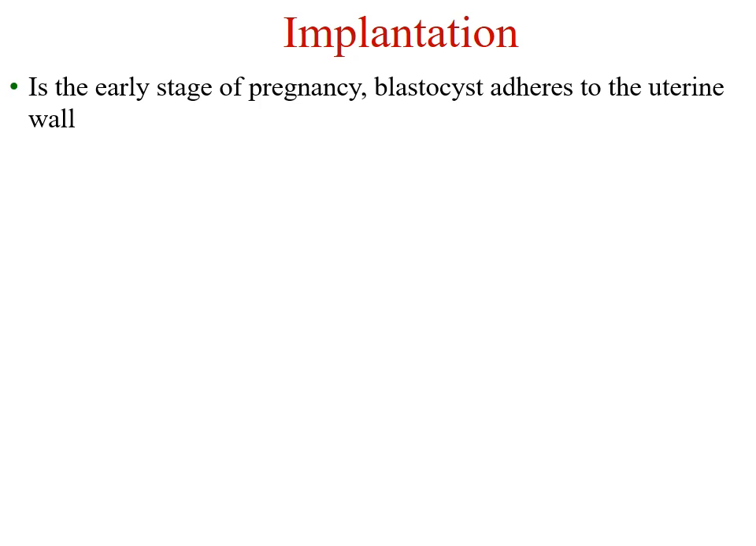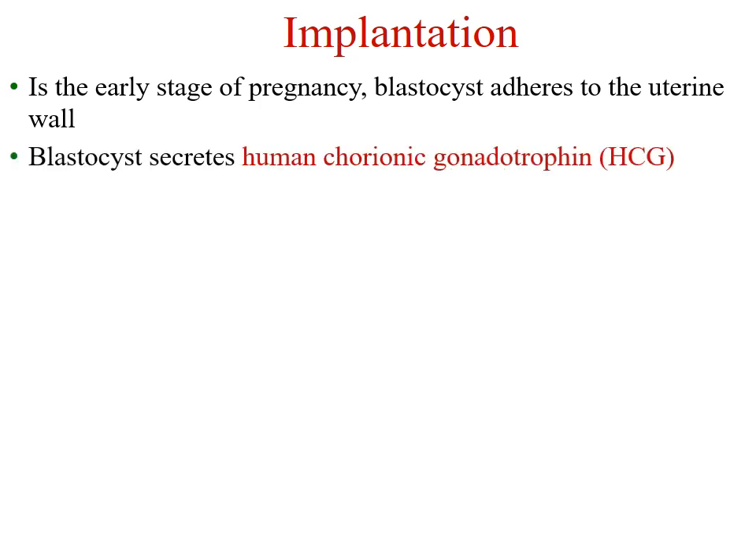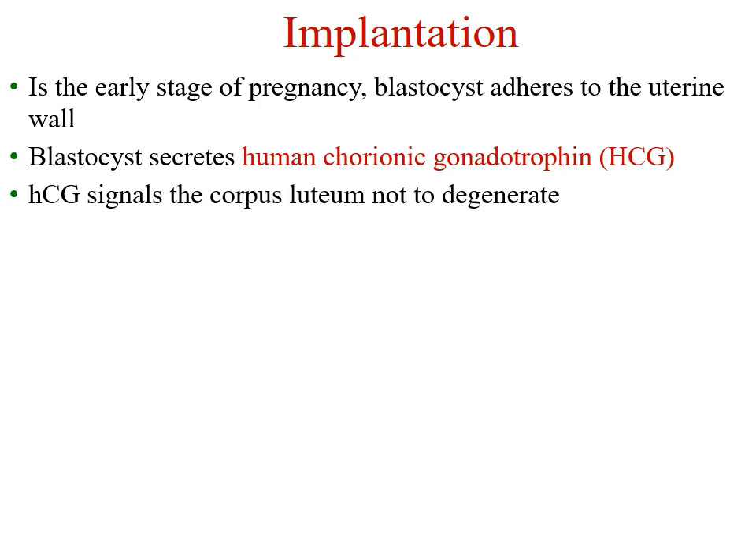Implantation. In the early stage of pregnancy, the blastocyst adheres to the uterine wall. The blastocyst will secrete a very important hormone called HCG, or human chorionic gonadotropin, and HCG can be used in the pregnancy diagnostic test. The kit contains the HCG determinant, that is, antibodies against HCG.